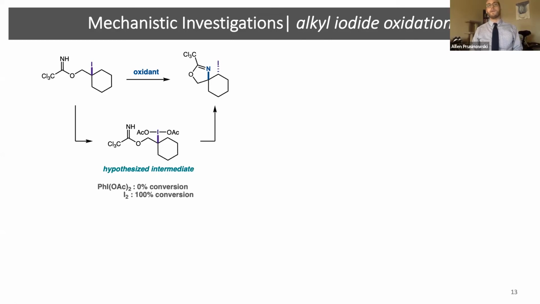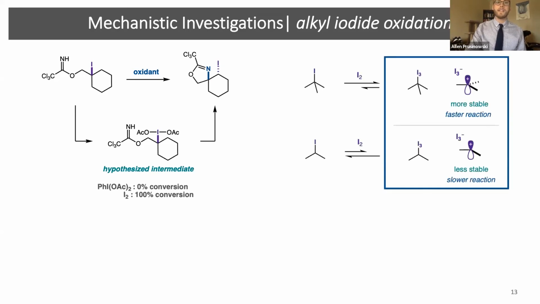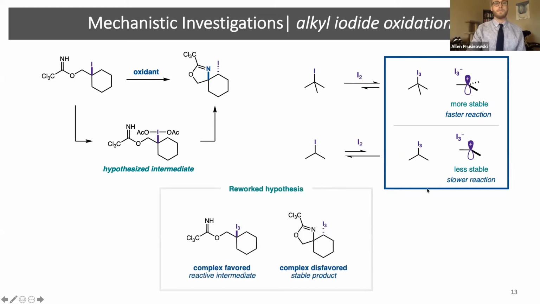But an interesting result was when molecular iodine was stirred with that alkyl iodide, you see 100% conversion of that intermediate. So we hypothesized that rather than going through a lambda-3 iodine, iodine is acting as a Lewis acid, and we're getting to this complex where a tertiary alkyl iodide will form a more favorable complex than a secondary alkyl iodide. And this, in fact, plays out in our reaction because we have a reactive tertiary alkyl iodide intermediate, and our products are secondary alkyl iodides, and those are rather stable to our conditions.